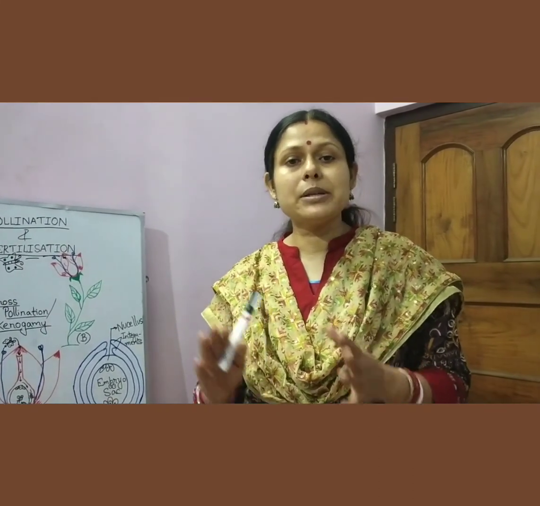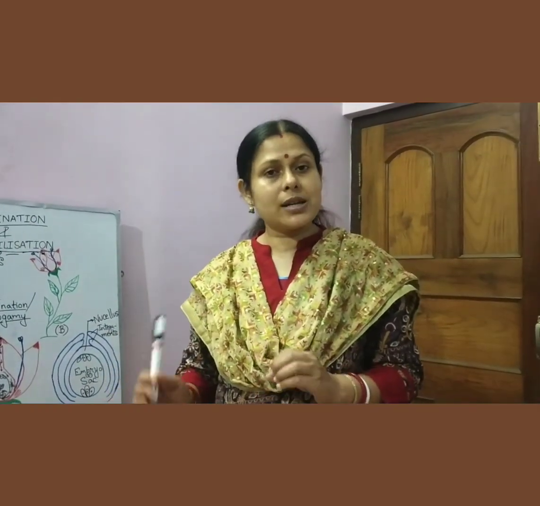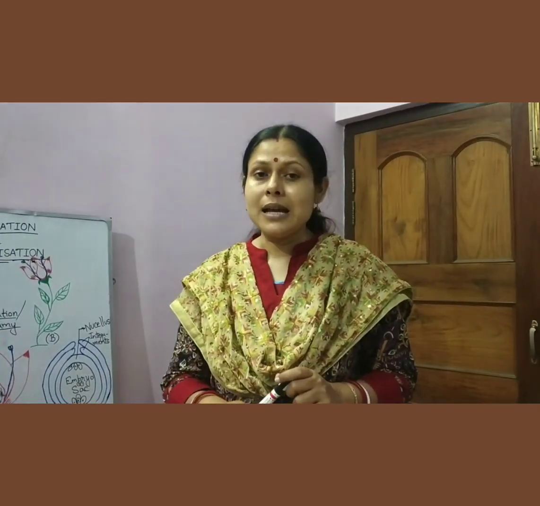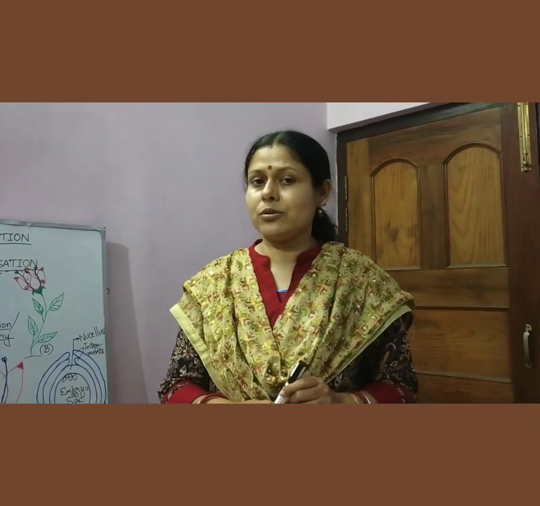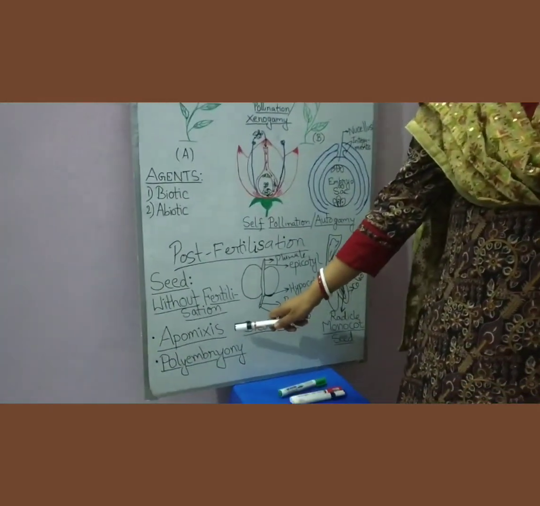So it mimics sexual reproduction. Why does it mimic sexual reproduction? Because the ultimate product of sexual reproduction is seeds. At the end of apomixis, we are getting the seeds. But here it is not purely sexual reproduction because no fusion of male and female gametes takes place. So that is what is called apomixis.